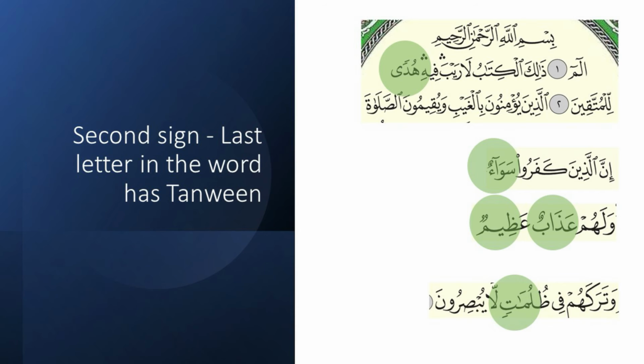Also, وَتَرَكَهُمْ فِي ظُلُمَاتٍ لَا يُبْصِرُونَ. You can see the word ظُلُمَات, at the last letter, which is a ta, there is a tanween kasra. Basically, this means that the word ظُلُمَات is a noun.